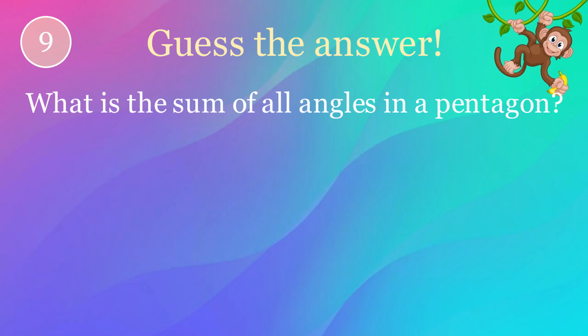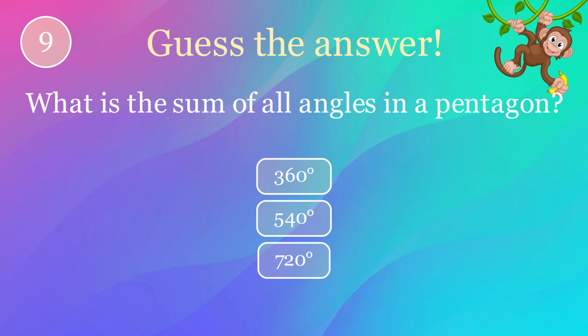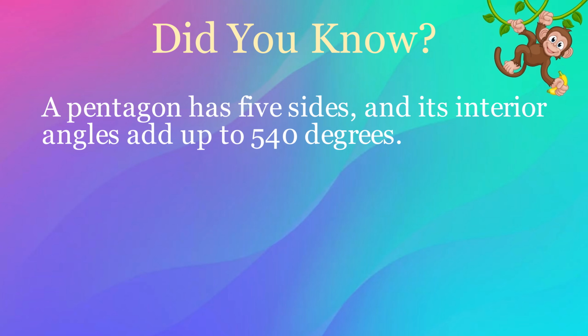What is the sum of all angles in a pentagon? 360 degrees. 540 degrees. 720 degrees. The correct answer is 540 degrees. Here's an interesting fact. A pentagon has 5 sides, and its interior angles add up to 540 degrees.